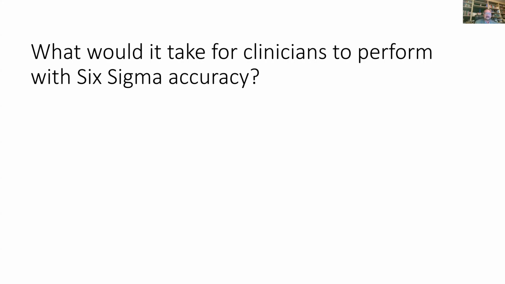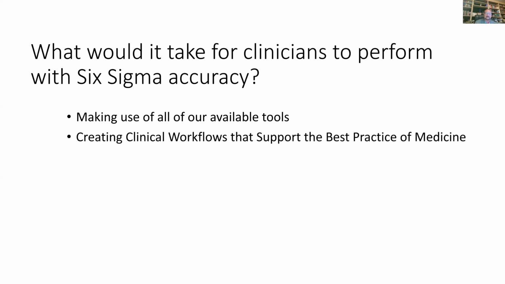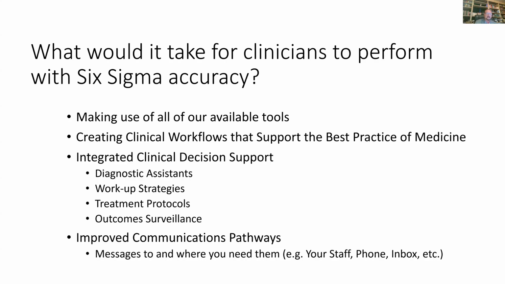So what would it take to get to this parts per million or 6 sigma level of accuracy? Well, if you are on a plane, it's about 6 in a million is your chance of having problems. So we want to get medicine to that point. So we need to make use of all the tools available. We need to create clinical workflows that support best practice, not just minimal standards of care. We need decision support at the diagnostic level, at the workup strategy level, the treatment and the outcomes level. And then we need improved communication pathways, messages where you need them, when you need them, to the people you need them.